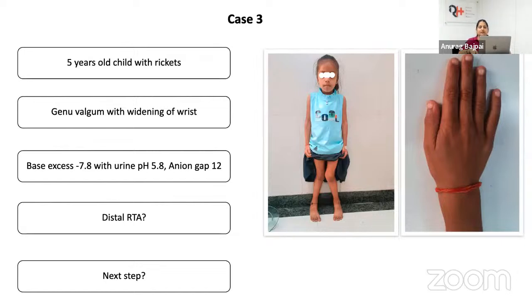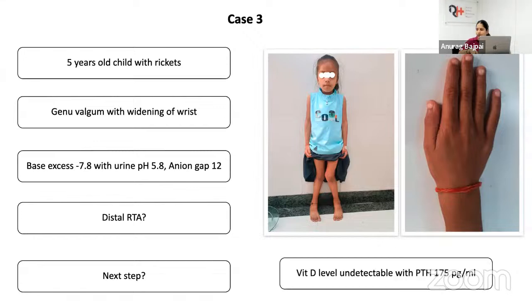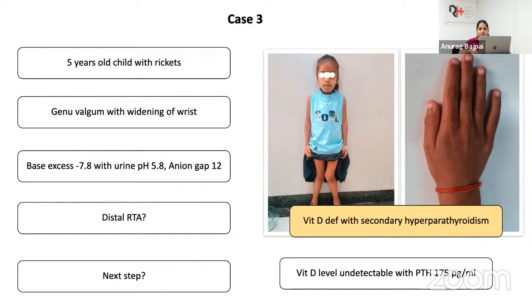So before you label somebody as RTA, the key question here is: what is the vitamin D, what is the ALP, what is the vitamin D level? And the metabolic acidosis is mild. Yes, sir, it's unlikely to be RTA. Renal dysfunction we have to rule out, of course, along with vitamin D deficiency and secondary hyperparathyroidism. So this was a case of vitamin D deficiency with secondary hyperparathyroidism.